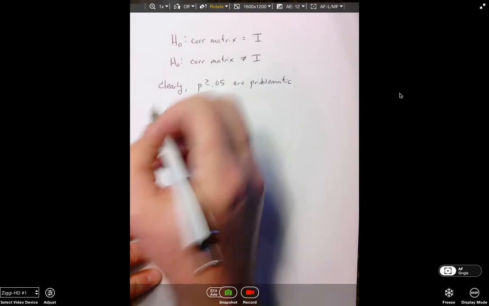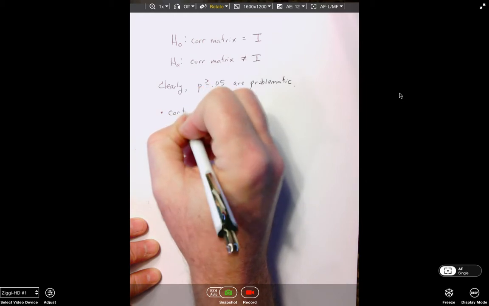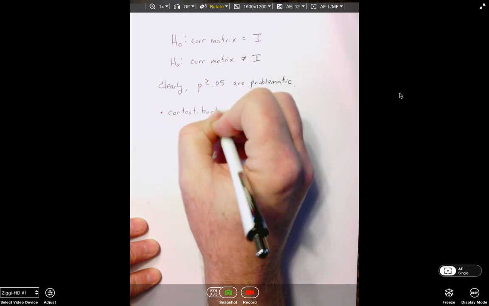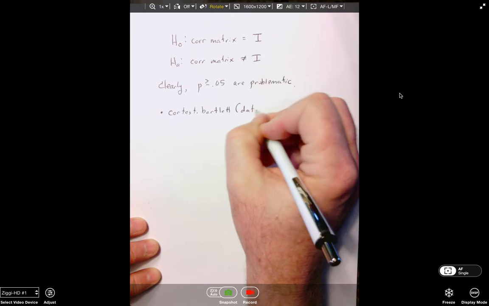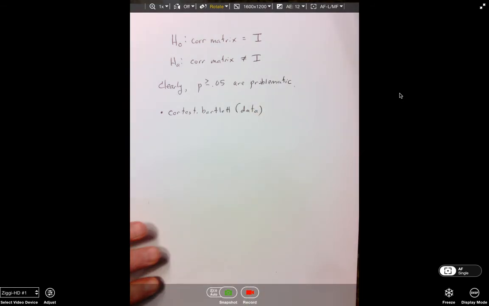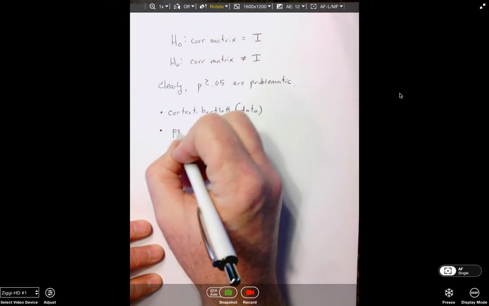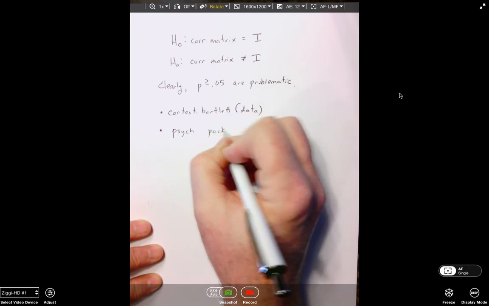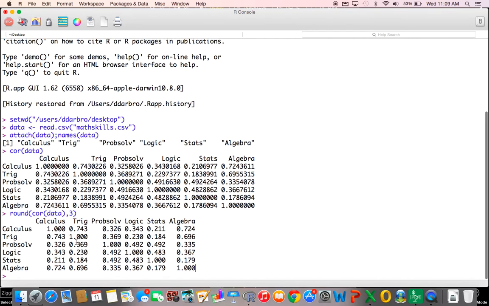Now, the command in R is called cortest.bartlett, and we just run this on our data, okay? But to get this option to pop up in R, we have to install what's called the psych package. All right, so let's go over to R and see if we have too many low correlations. So I need to install packages.